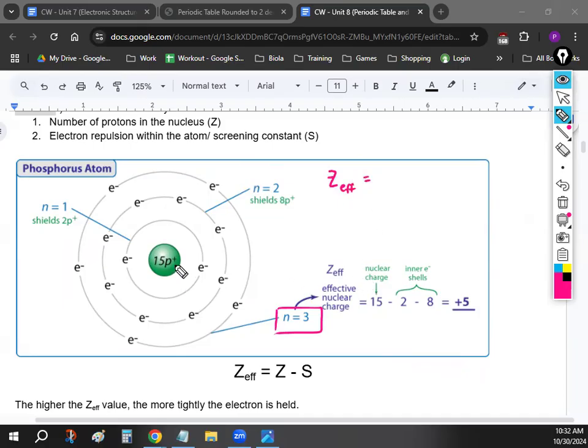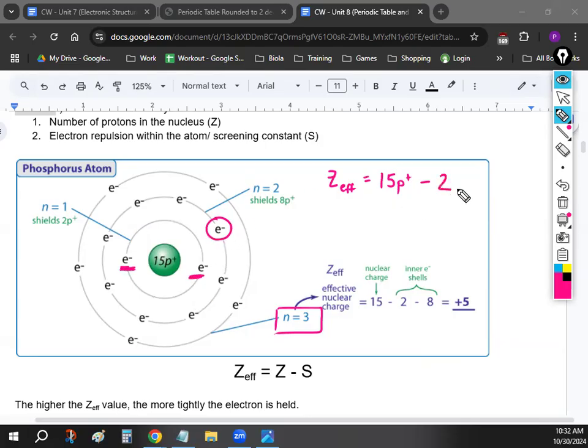Okay, the nuclear charge is still 15, right? It's still 15 protons. But how many inner shell electrons are there if we're looking at a second shell electron? We're looking at an electron in shell number 2. How many inner electrons are there? Yeah, just 2, because it's for the electrons in the shell underneath. The only shell underneath 2 is 1, so there are only 2 inner shell electrons relative to shell number 2.